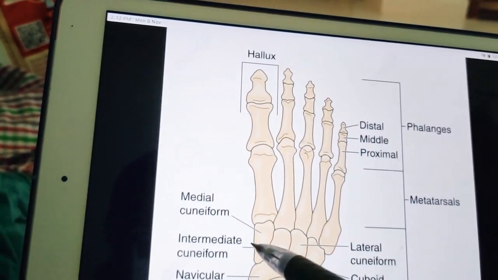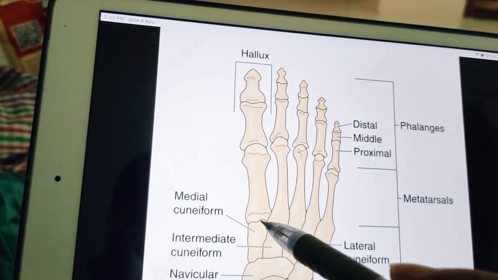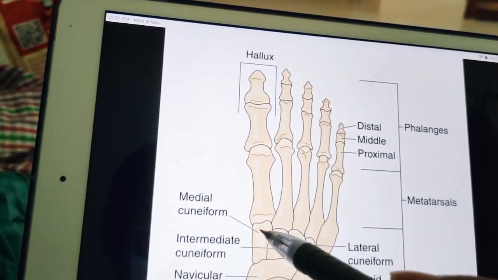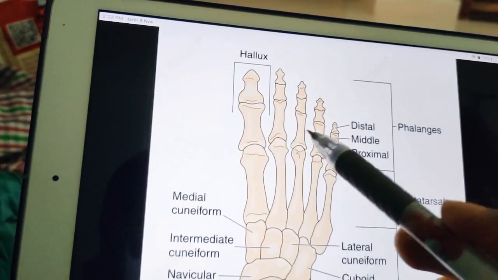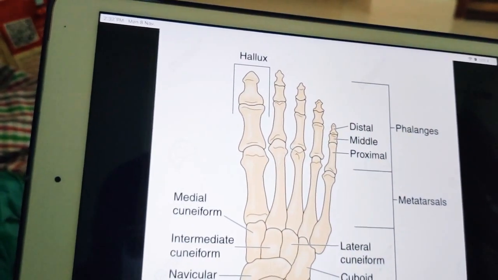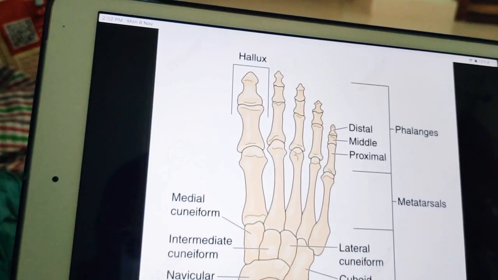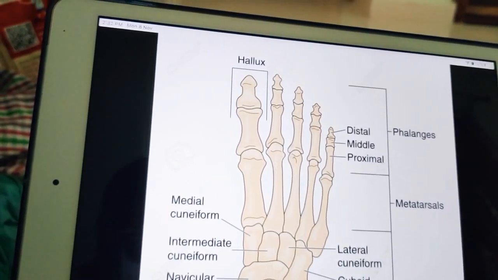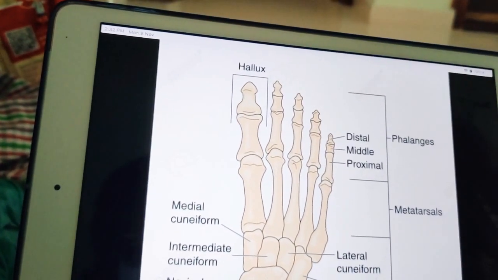The base or proximal end is set obliquely in such a way that it projects backward and laterally, whereas the head or distal end is flattened from side to side, as you can see. So metatarsals are quite similar to metacarpals, right?